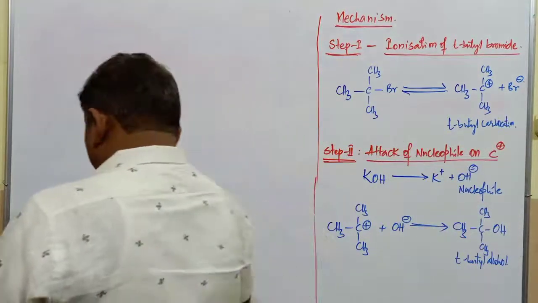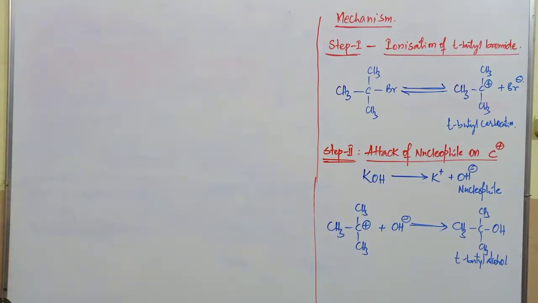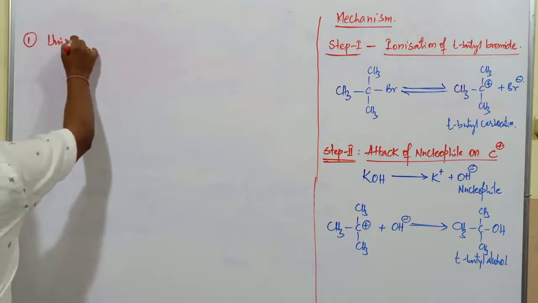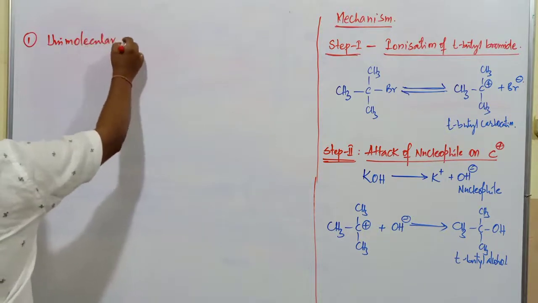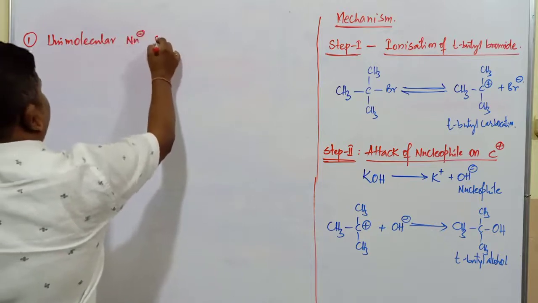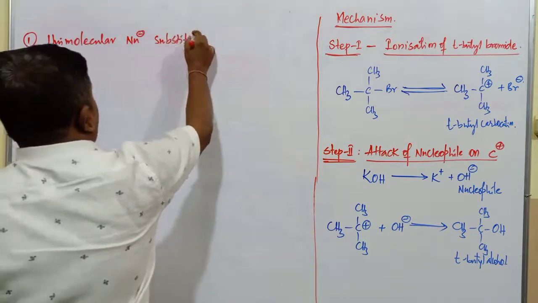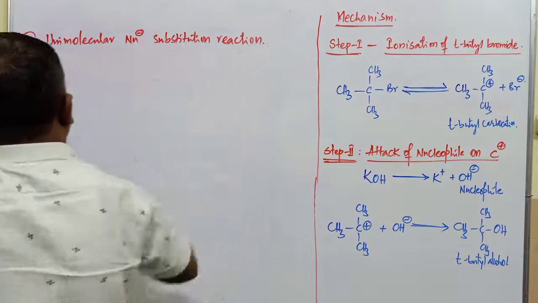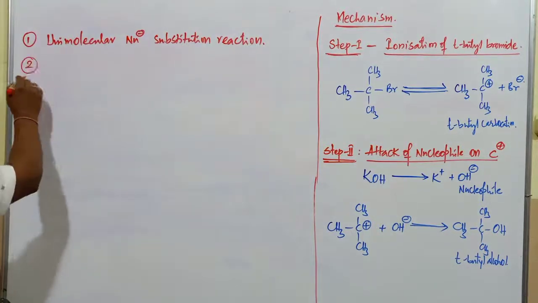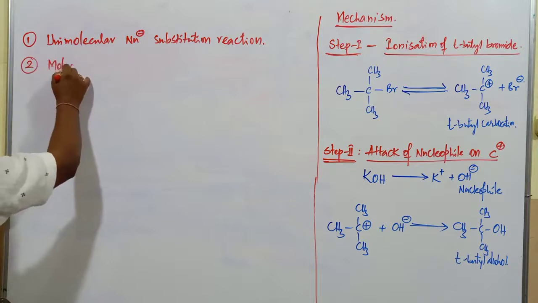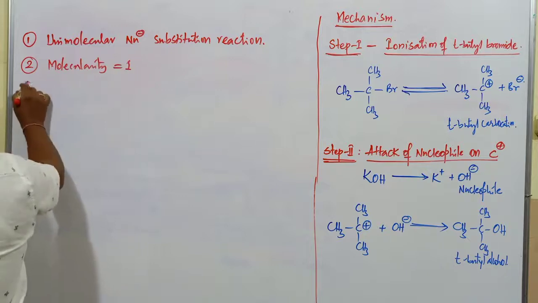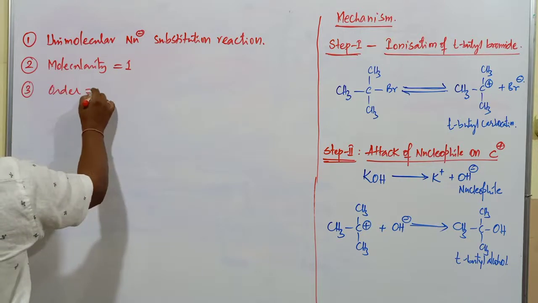Now, what are the important points related to this particular SN1 mechanism? First important point: it is a unimolecular nucleophilic substitution reaction. Already I have mentioned this. Second, the molecularity of this reaction, as I already mentioned, is equal to 1. And third, the order of this reaction is also equal to 1.